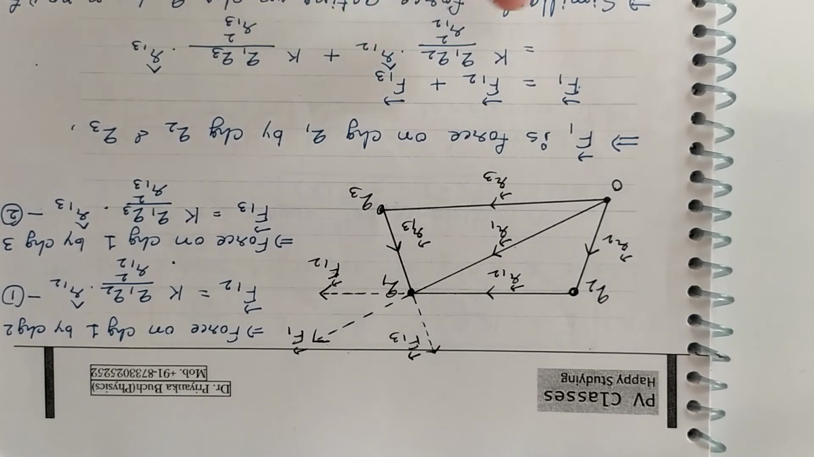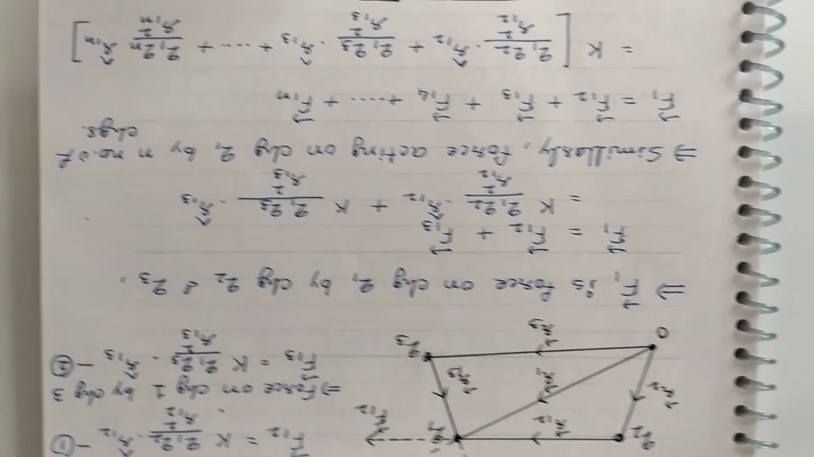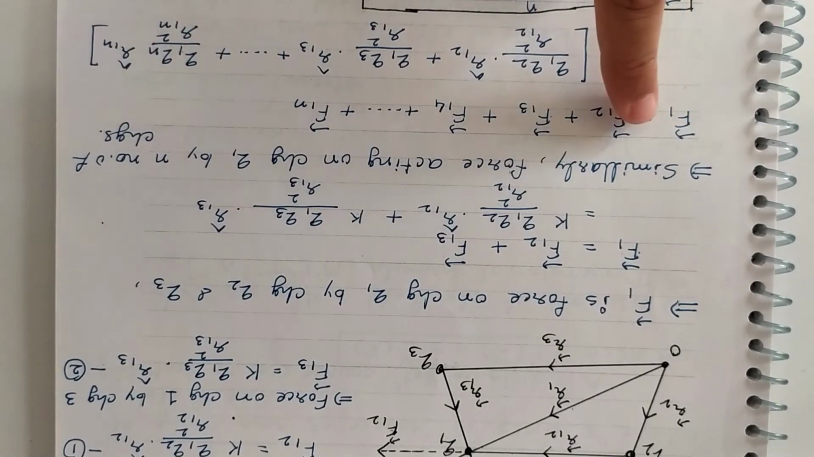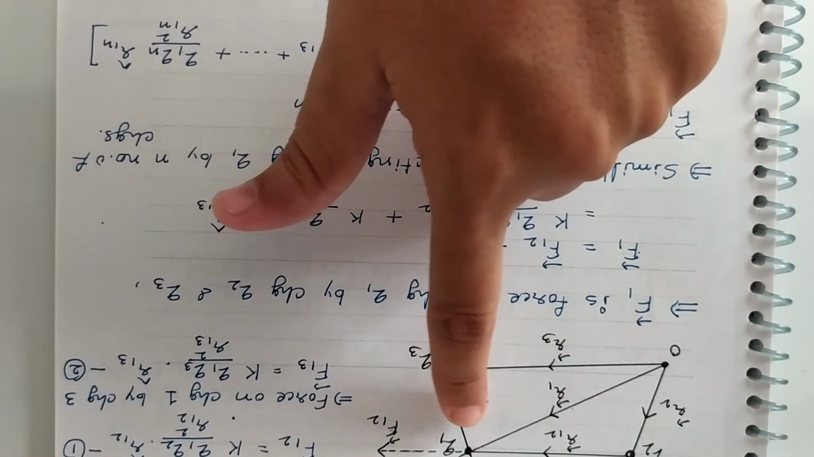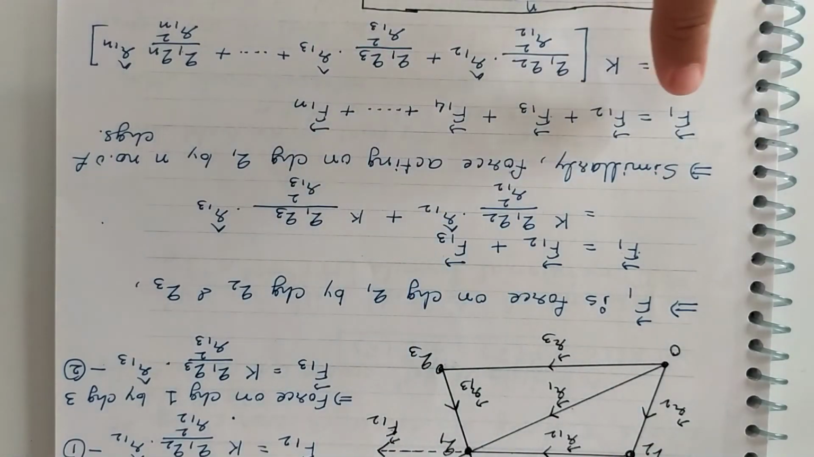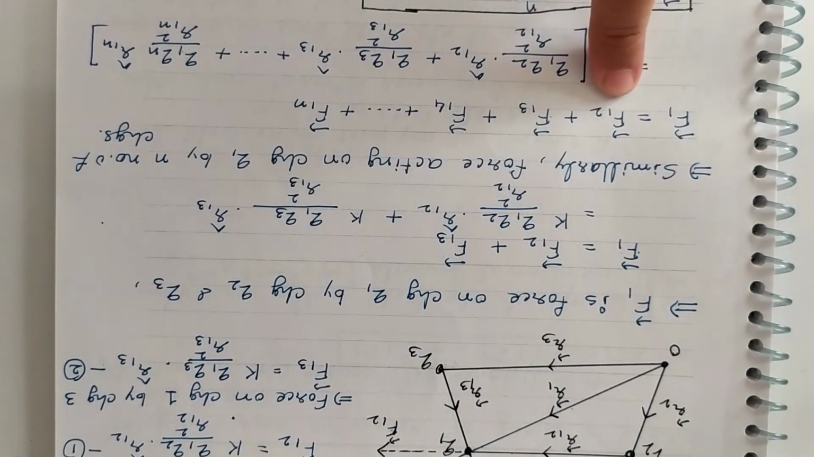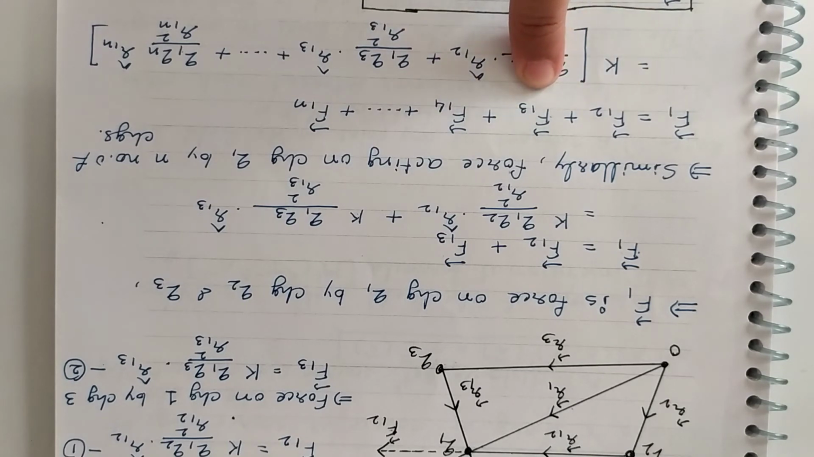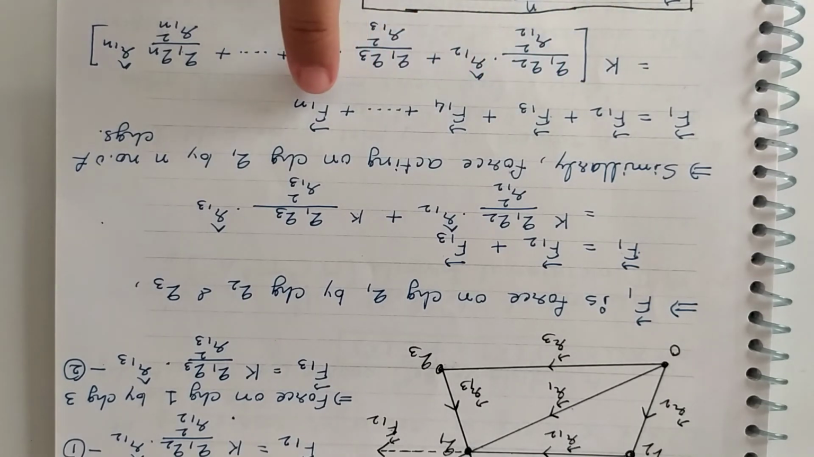Now next, we will substitute for F12 and F13 in the given equation. So we can write it as K Q1 Q2 upon R12 square R12 cap plus K Q1 Q3 upon R13 square R13 cap. Similarly, if there are n number of charges exerting force on charge Q1, we can write F1 is equal to F12 plus F13 plus F14 and so on, plus F1n.